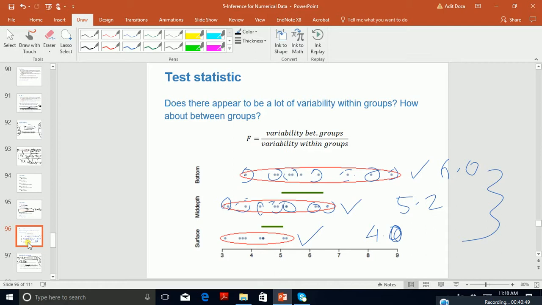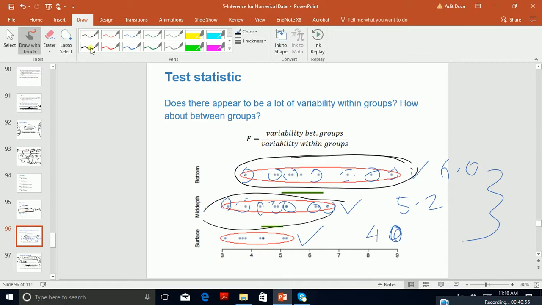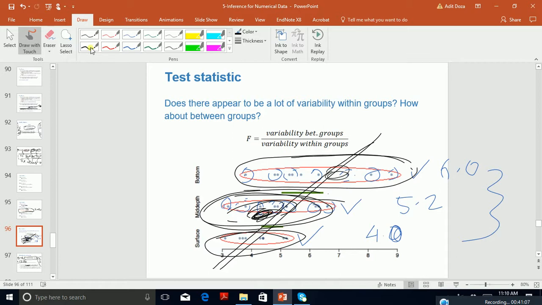So I am trying to find the variability between three groups. I can see that the mean of this group would be centered around here, this one centered around here, and this one maybe centered around here. So there is a huge variation between groups. Within group the variation is not much, right? Not much. But you can argue that the bottom group has a little bit more variability.